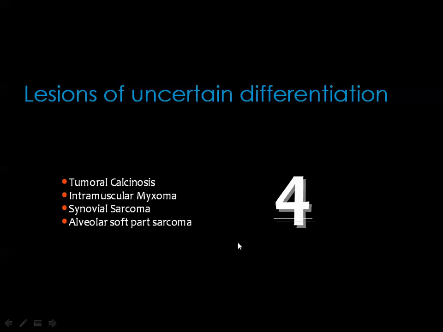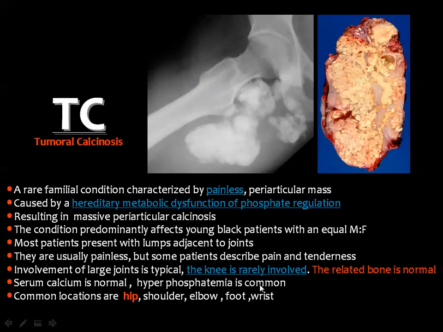The exact cell of origin is actually unknown. And you remember, I have mentioned before the synovial sarcoma, and also I have mentioned the rhabdomyosarcoma. And now we will say something about tumoral calcinosis, intramuscular myxoma, and the alveolar soft part sarcoma, which is one of the rare sarcomas, but well known in the literature and in the clinical practice.